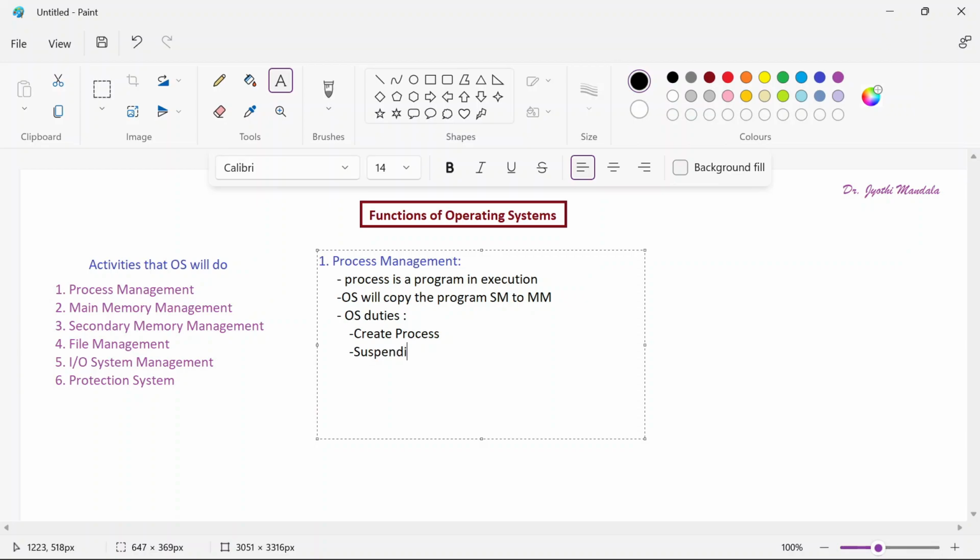So suspending the process, and once it is suspended, after some time you need to resume it. Resuming the execution will also be taken care of by the operating system.